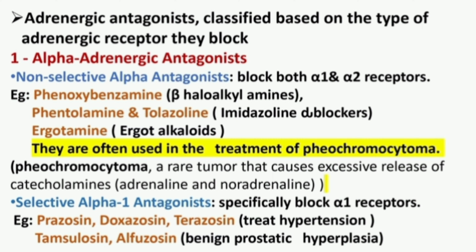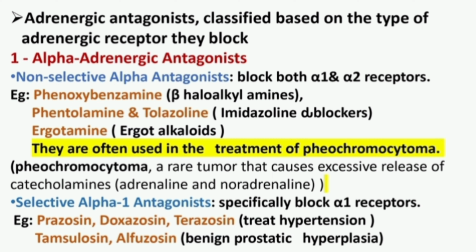The first one is non-selective alpha antagonist. That means it blocks both alpha 1 and alpha 2 receptors. Examples are phenoxybenzamine, which is classified under beta haloalkylamines, phentolamine and tolazoline, which are imidazoline alpha blockers, and ergotamine, which comes under ergot alkaloids, as everybody knows.